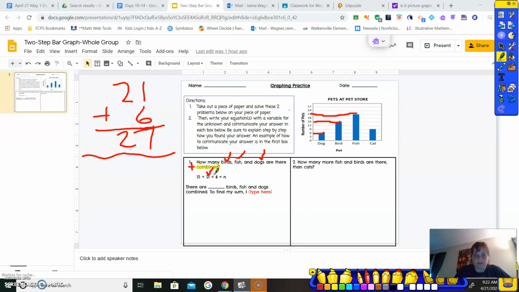So I got 27, so I did 21, I'm going to put a check, plus 26. I'm going to put a check. And now all I need to do is add this 15 to that sum of 27. So I'm going to write 27 plus 15.